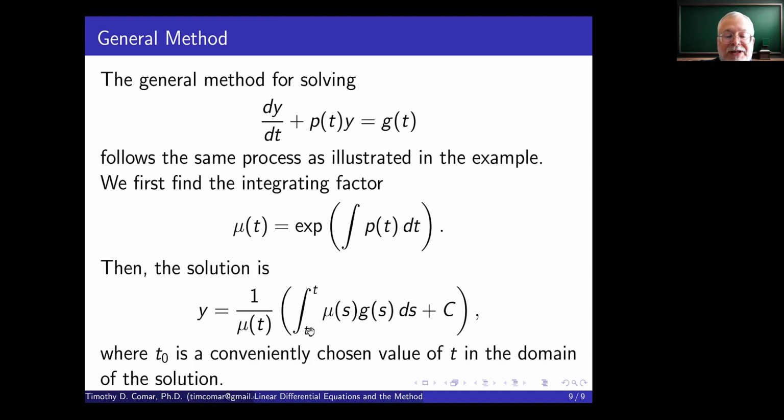These bounds over here, again, t here is really the variable of this function, and t naught is conveniently chosen to be some value in the domain of our solution.